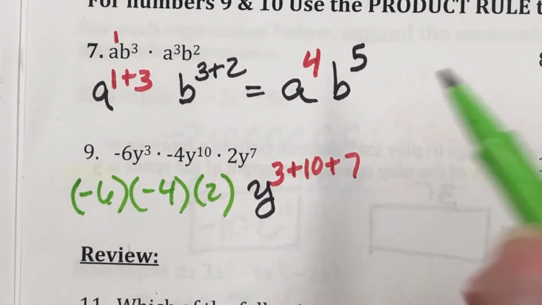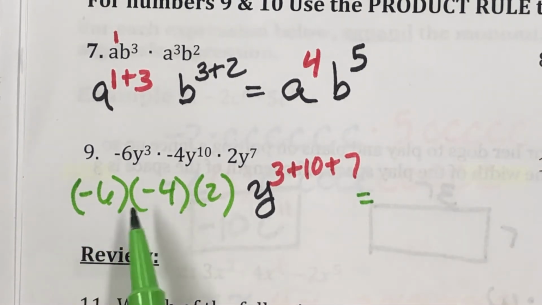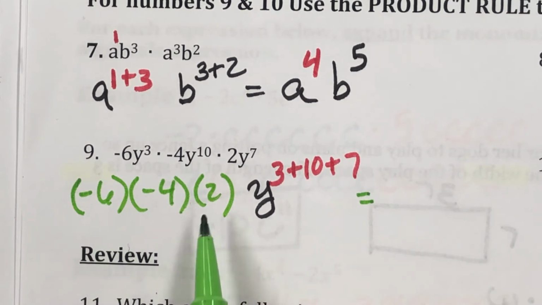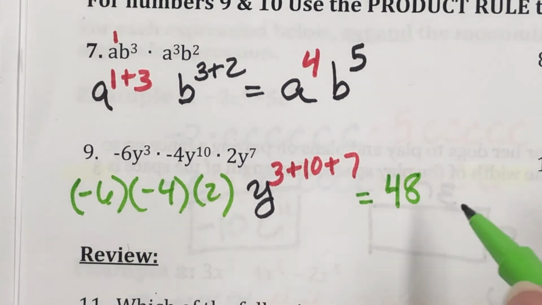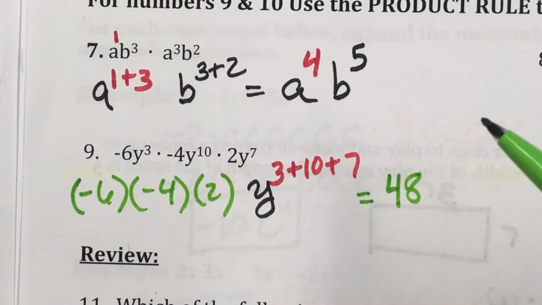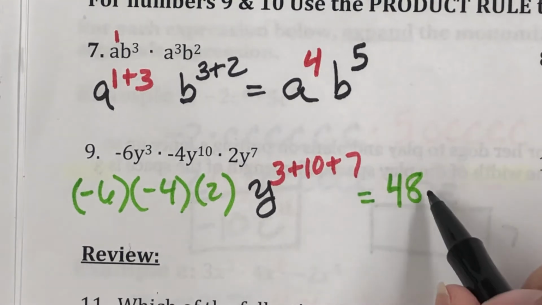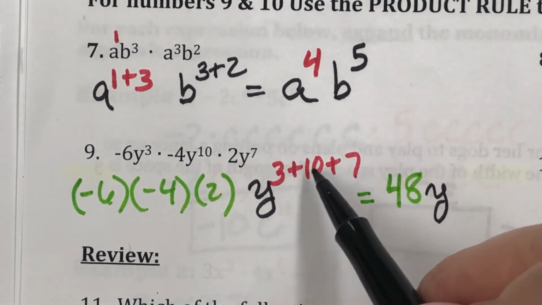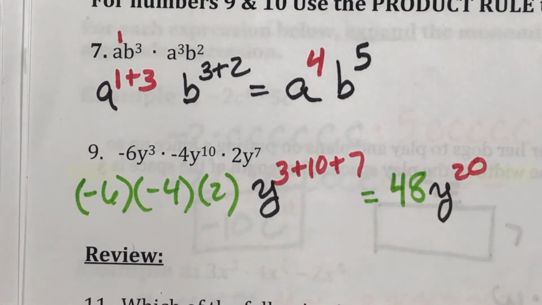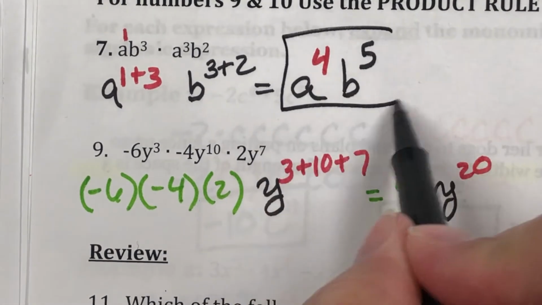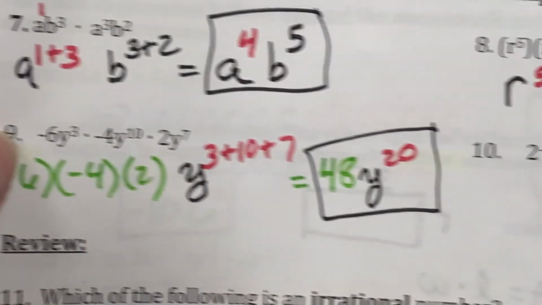So multiply the coefficients. 6 times 4 is 24. Negative 6 times negative 4 is still 24. Times 2 is 48. When you have an even number of negatives, your answer is positive. All right, the next one, y. Keep the base, add the exponents. 3 plus 10 plus 7 is 20. So I end up with 48y to the 20th. You know what? I should box my answers. It makes it easier to find them on the page. There we go. The next one.